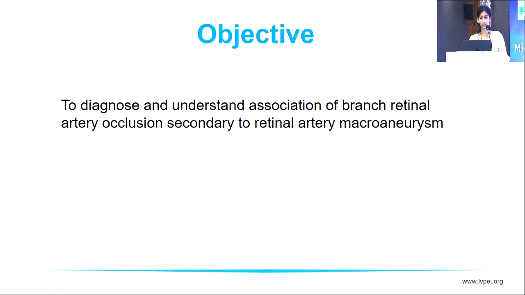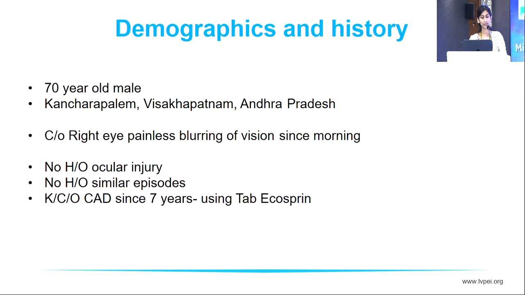So with this, I would like to start the case to diagnose and understand the association of branch retinal artery occlusion secondary to RAM. A 70-year-old male from Visakhapatnam, Andhra Pradesh presented with chief complaints of right eye painless blurring of vision since morning. He was a known case of coronary artery disease for 7 years and was using tab Ecospin for the same.